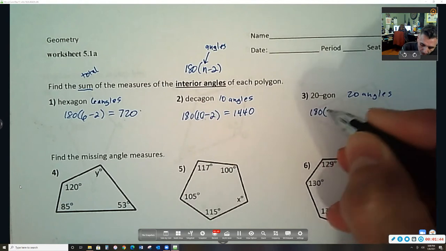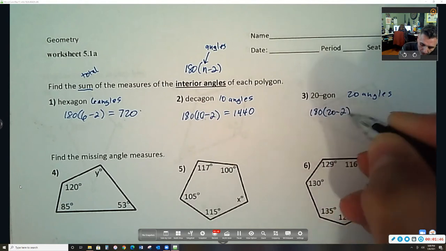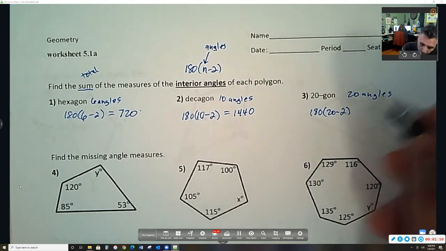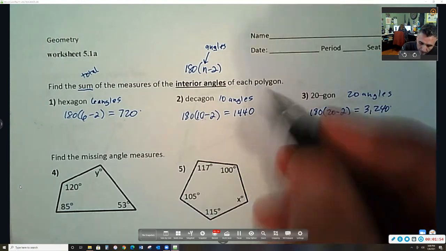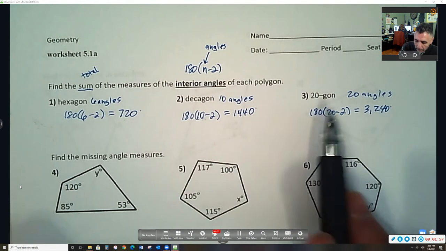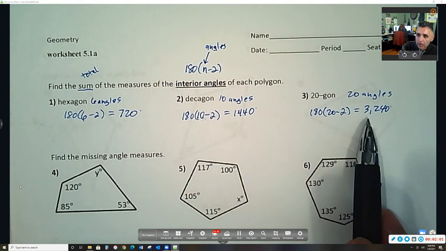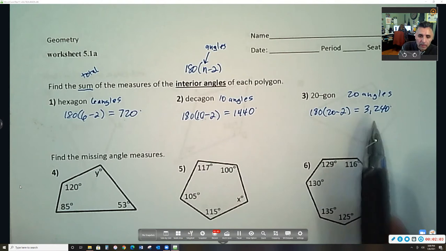And then these ones that really don't have a name, like the 20gon, I kind of like those because right off the bat that tells me how many angles there are. There's 20. So then I just type this into the calculator, and we get 3,240 degrees. So for a 20 angle polygon, if you add them all up, you get 3,240.